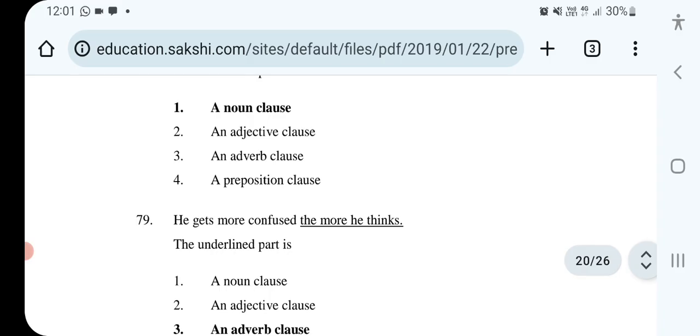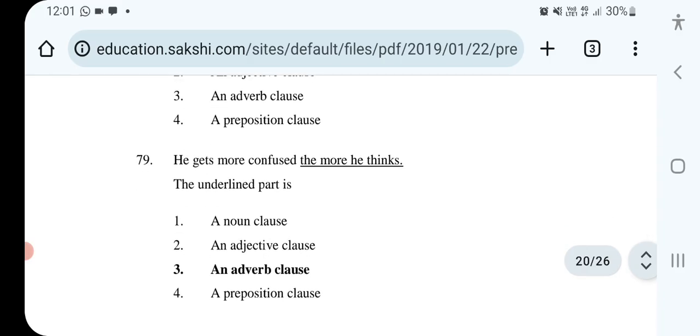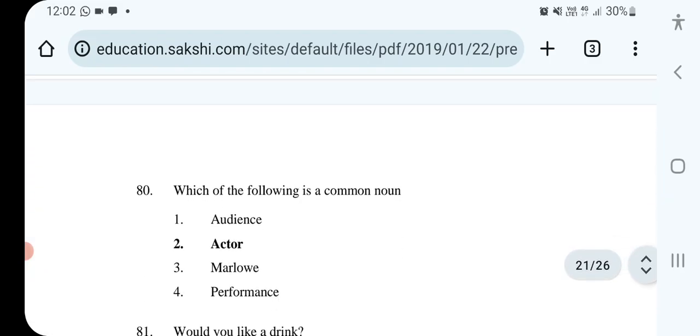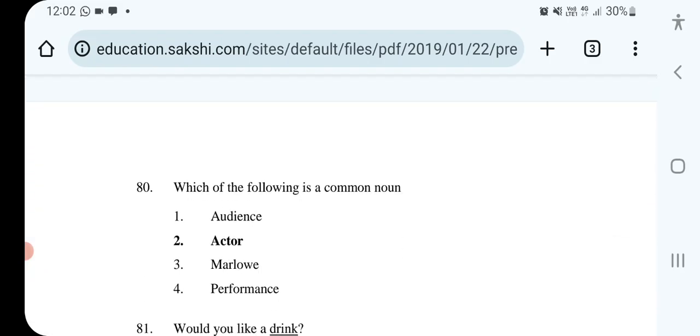He gets more confused the more he thinks. An adverb clause. Which of the following is a common noun? Actor is a common noun.